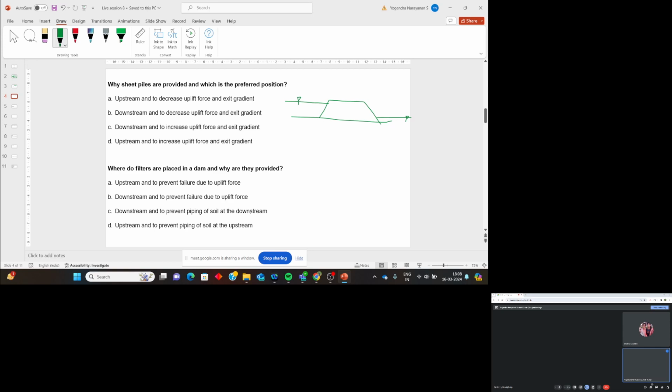Now here you have to consider two important situations. One is with sheet piles and the second is without sheet piles. Now the flow net will be like this. So it will be like this. Right? Yes, sir.